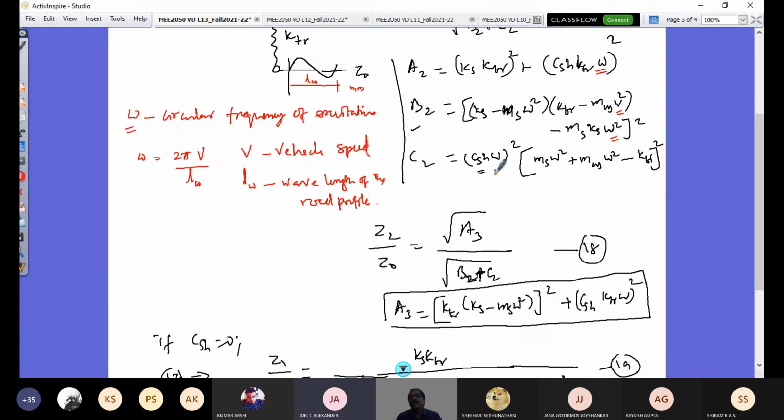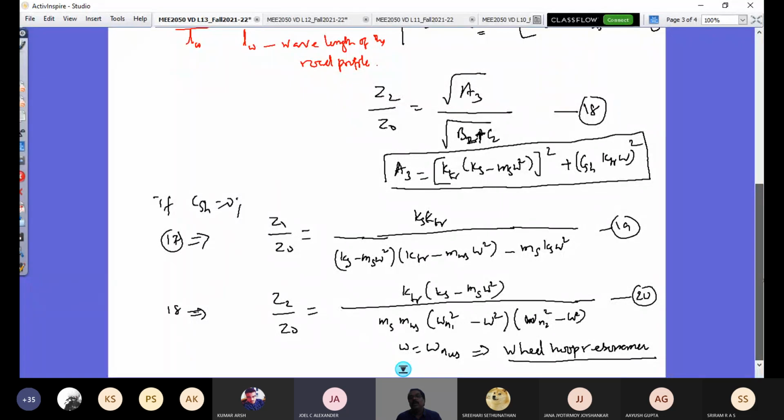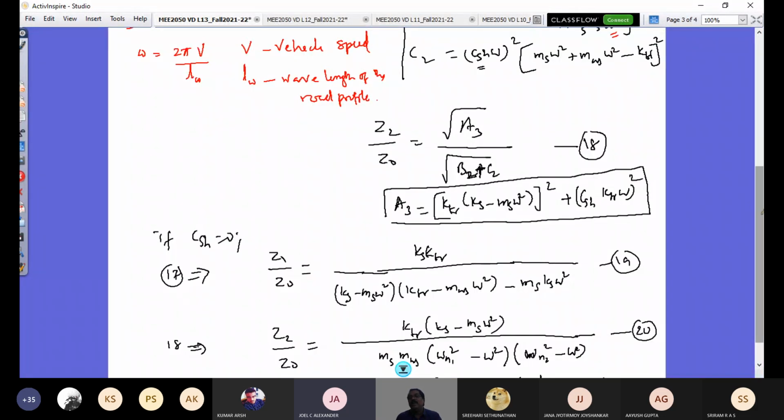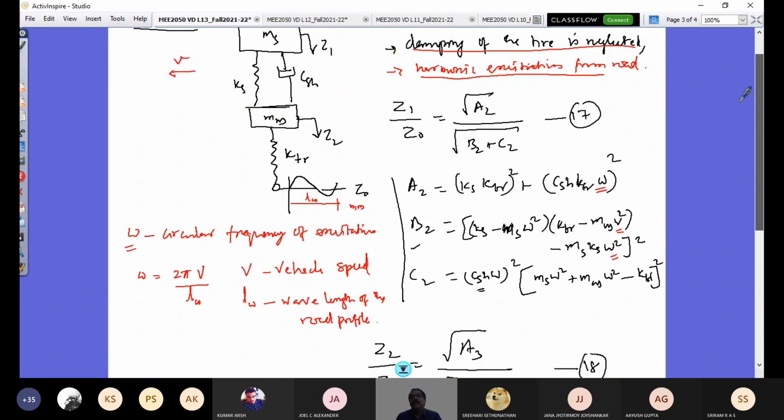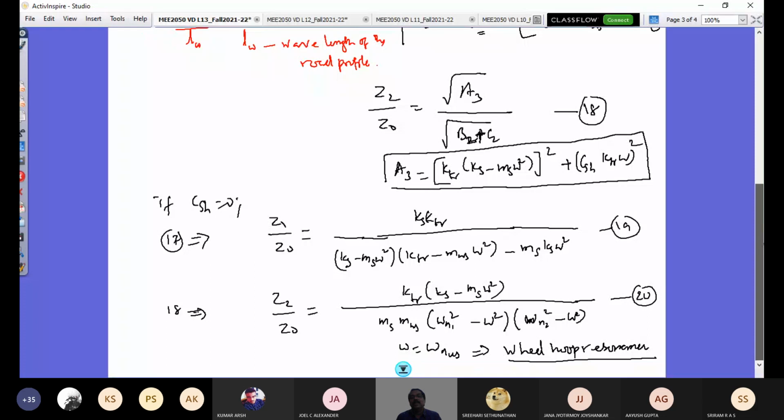Yes, sir. But Z2 by Z0, we can see that it's different from the first one. For Z0 also, I have two sets of equations you have to see here. 17 and 18 is one set, and 19 and 20 is another set.